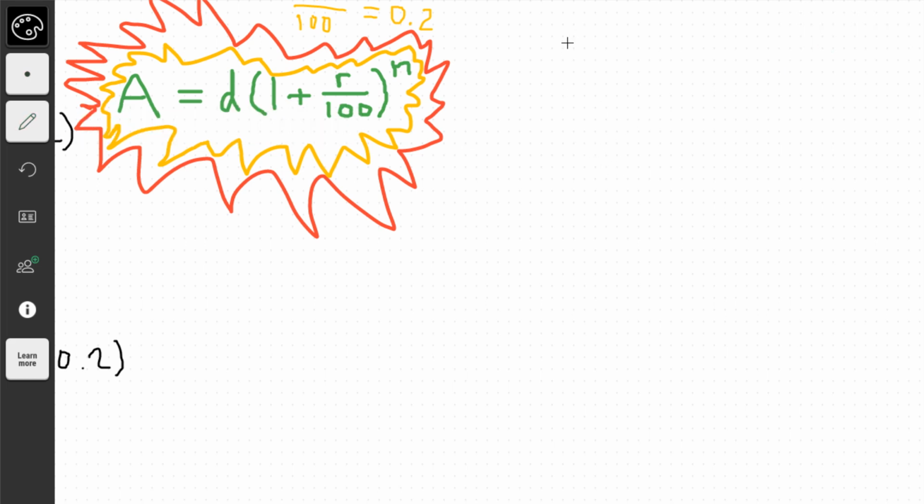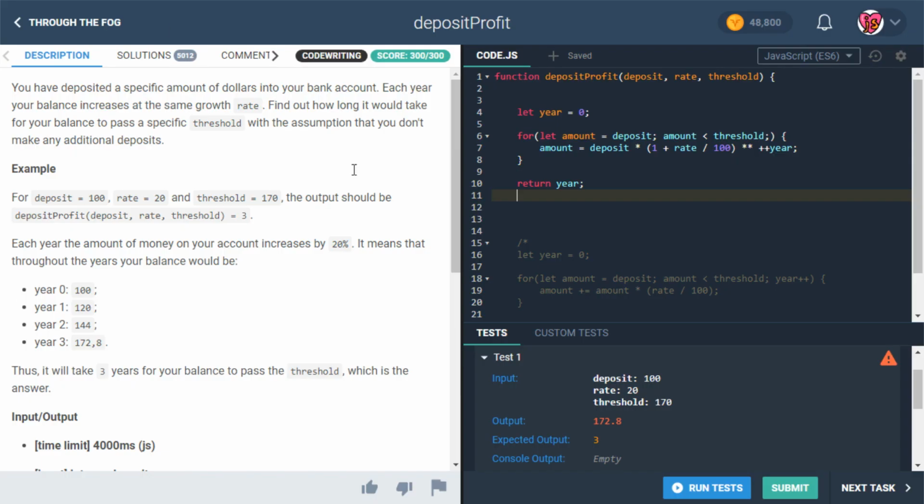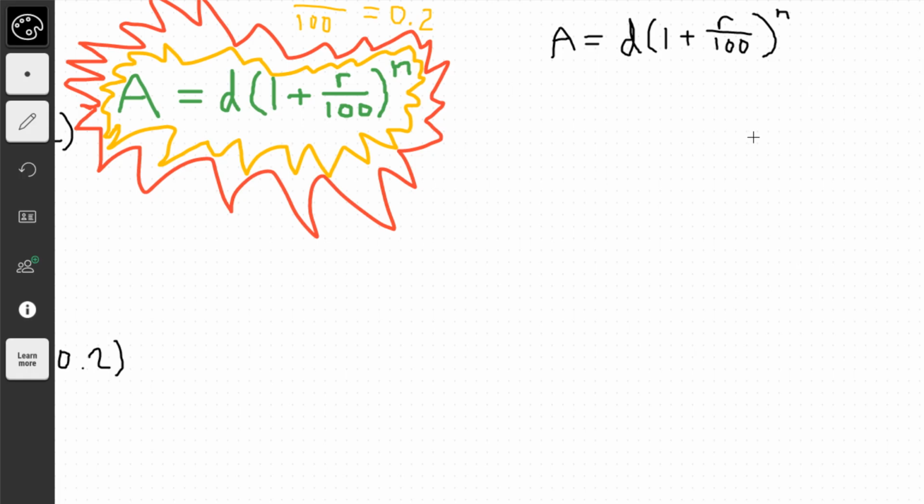So I'm going to rewrite the formula over here. I'm going to say amount is going to be equal to deposit times 1 plus rate divided by 100 to the power of n. Now the issue here is we're trying to solve for n in the problem, right? That's the part that's missing. What is the year? We know what we want the amount to be. We just need to know what year makes that happen. So what we're trying to solve for is this right here. We want to solve for n.